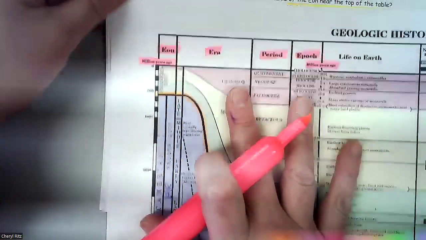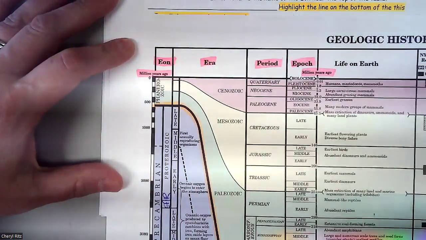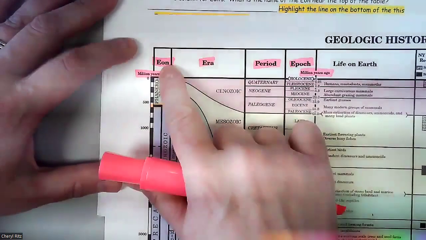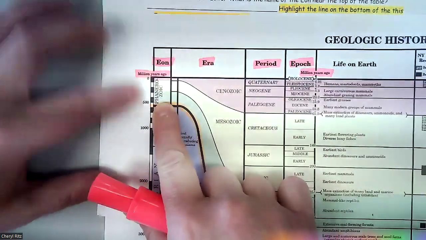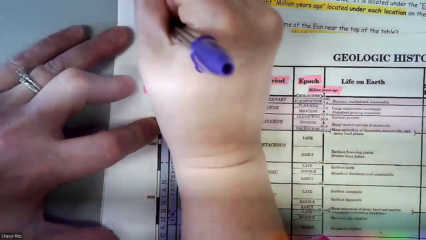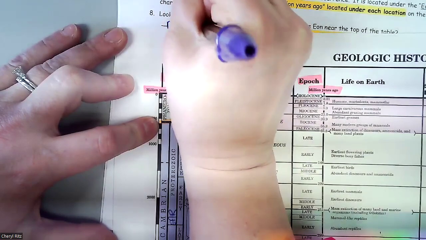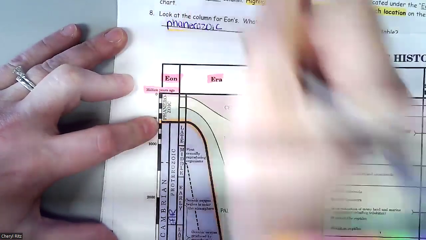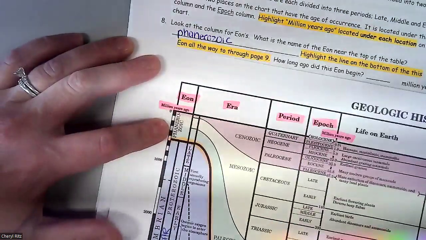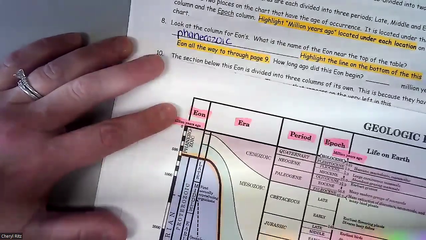Number 8, look at the column for eon. What is the name of the eon on the top of the table? Here's eon. What is the first eon under there? Phanerozoic. Again, be careful with your spelling. Highlight the line at the bottom of the eon all the way to page 9. How long ago did this eon begin?